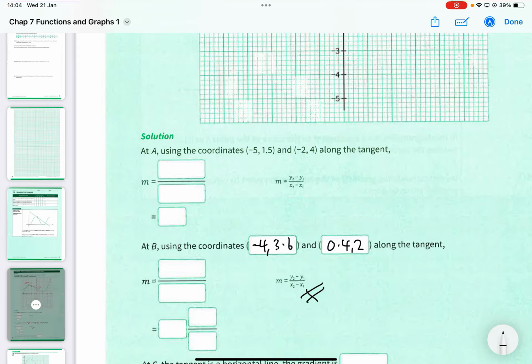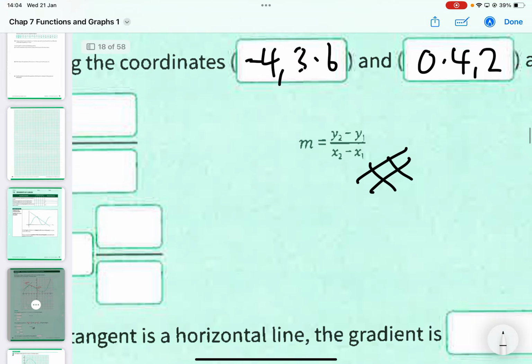So they help you. The gradient equation is here. Change in y divided by change in x.